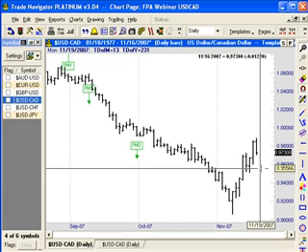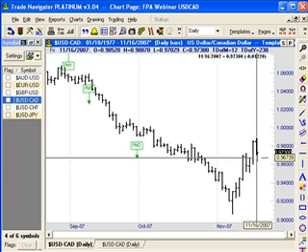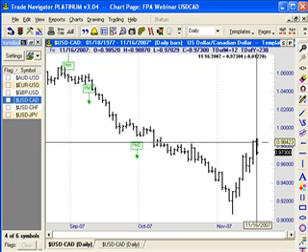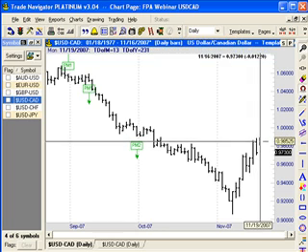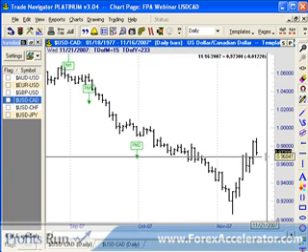Okay, back to the US dollar Canadian dollar trade at the close of trading on 11/16. Well, the market reversed today. It opened okay, moved a little higher and then reversed down against the trade.